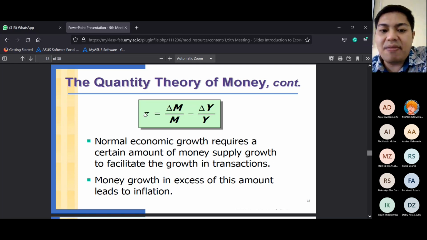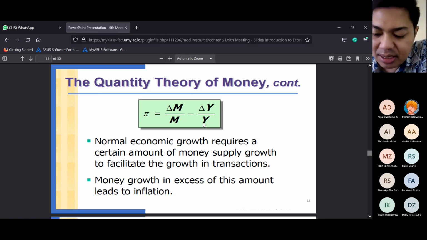So the way around, if the money supply is less than the Y growth, then inflation will not take place or deflation will happen. If you want no inflation at all, you have to ensure that delta M equals delta Y. It means the growth of the money supply, or the growth of the monetary sector, is equal to the growth of the real sector. I hope you understand my point.